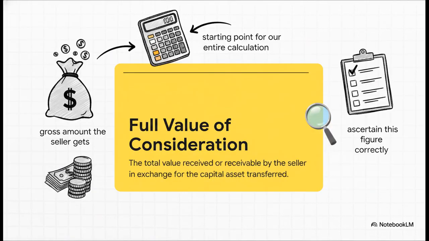Let's quickly break down that first piece. The full value of consideration is, well, pretty much exactly what it sounds like. It's the gross amount, the total value that the seller either received or is entitled to receive. This is the starting point for everything, so getting this number right is absolutely critical.